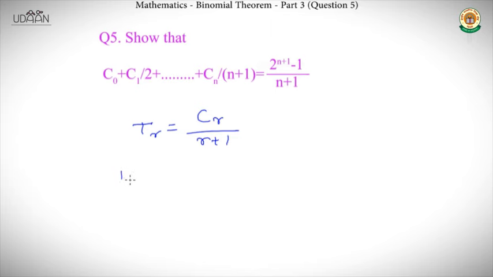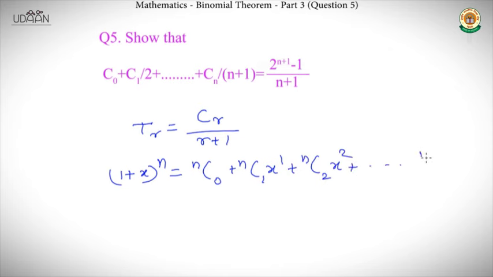Let's assume a binomial expression as (1 plus x) whole raised to n. So (1 plus x)^n is equal to nC0 plus nC1 x raised to 1 plus nC2 x raised to 2, up to nCn x raised to n.